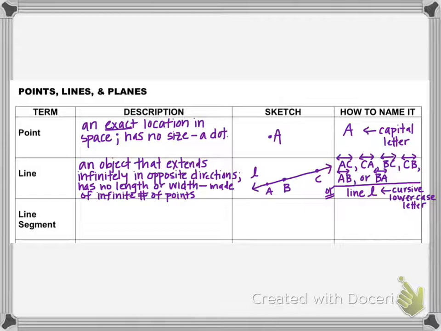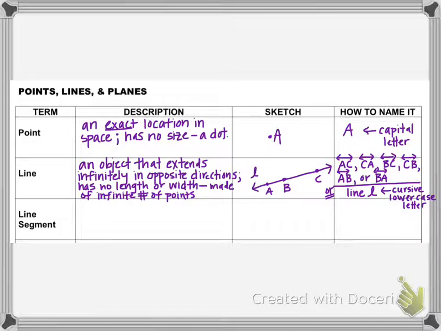To name a line, you need only two of its labeled points in either order with a line and 2 arrows above it. So the different ways I could name the line in this sketch are line AC, line CA, line BC, line CB, line AB, or line BA. All are appropriate. They all mean the same thing.